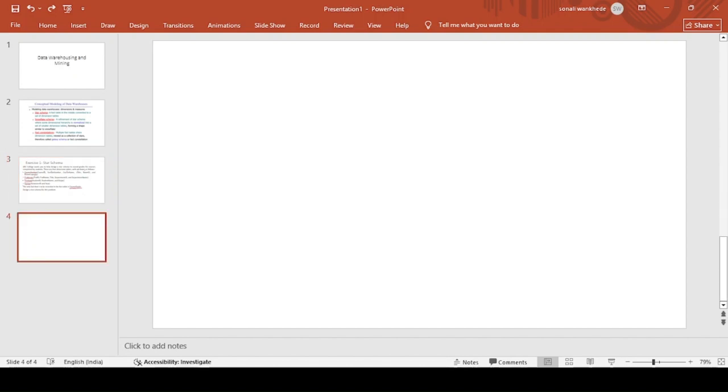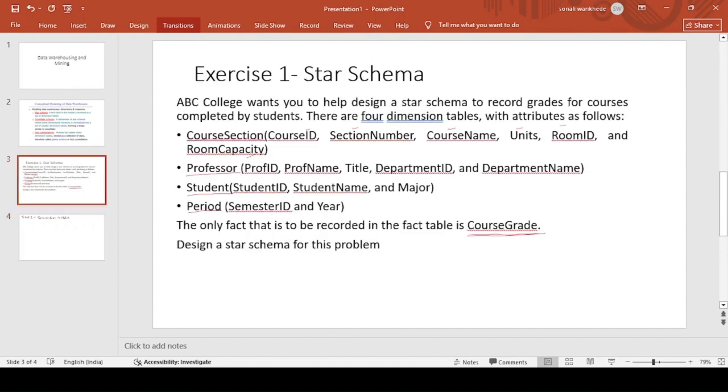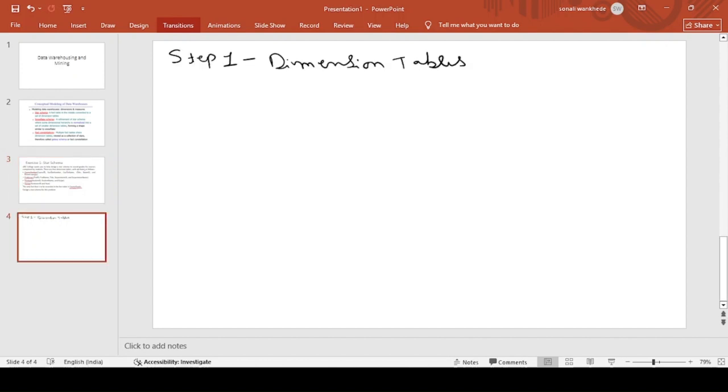Let us proceed step by step. I'm going to start with step number one. What will be my step number one here? Step number one is I'm going to begin with the dimension tables. How many dimension tables are given in the question? In the question there are four dimension tables given: course section, professor, student, and period. I'll draw them one by one here.